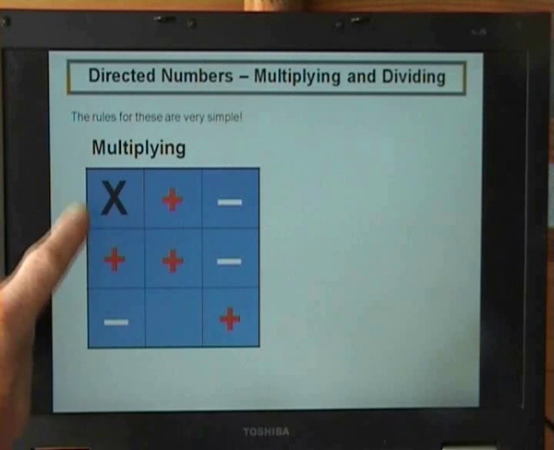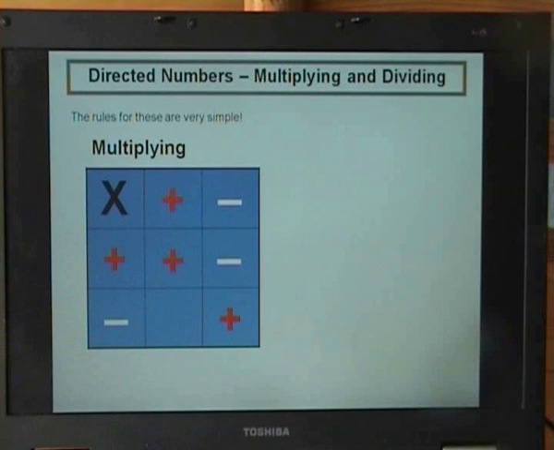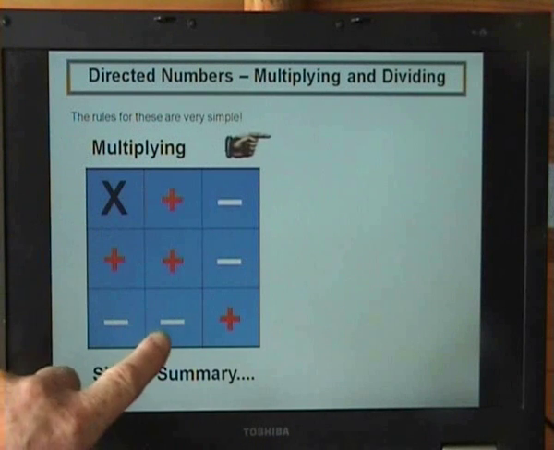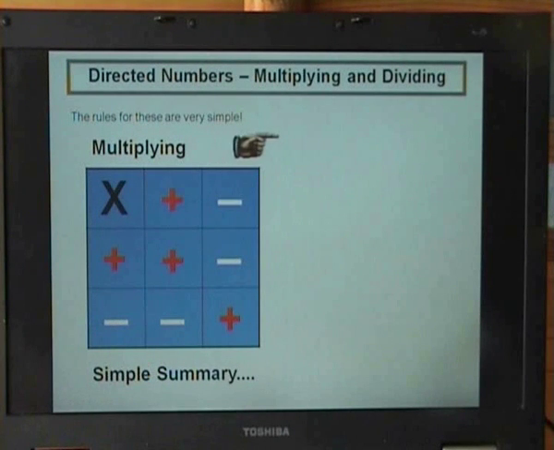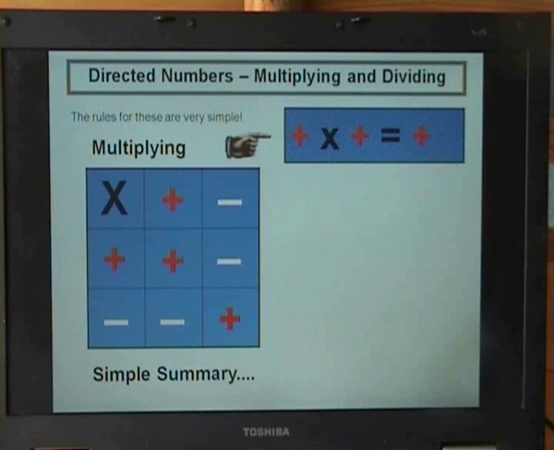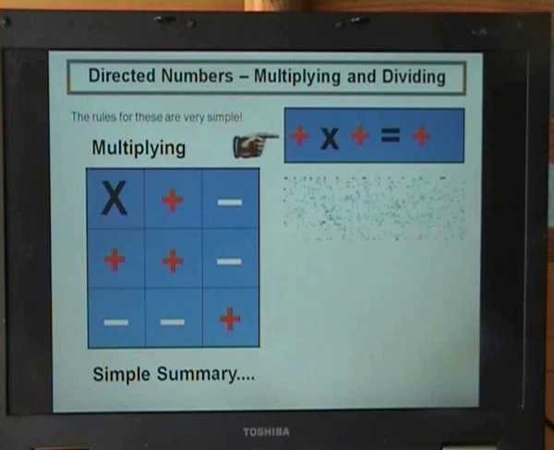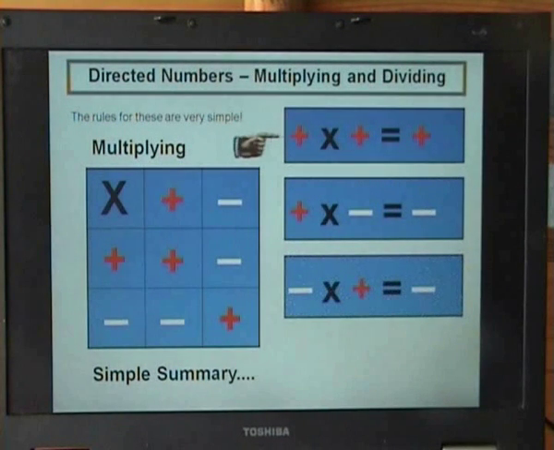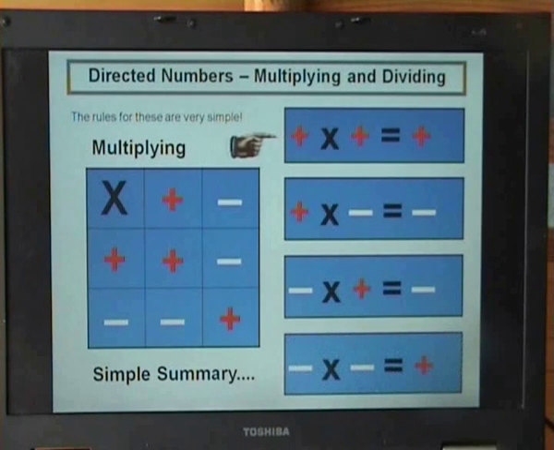Also, a positive times a negative gives a negative. And similarly, a negative times a positive also gives a negative. Now we've got a simple way of summarising this, if you don't like the ready reckoner, and that's positive times positive gives a positive. Positive times a negative gives a negative. A negative times a positive gives a negative. And a negative times a negative gives a positive.